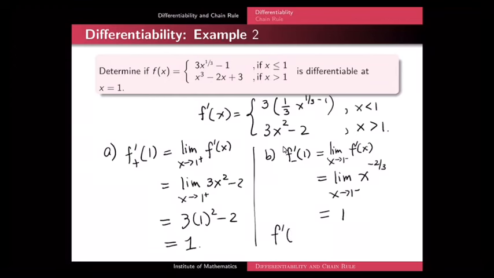For f prime of 1, the right derivative is equal to the left derivative. Both are equal to 1, so this implies that f is differentiable at x equal to 1. Okay, so that's how you determine differentiability of a function.